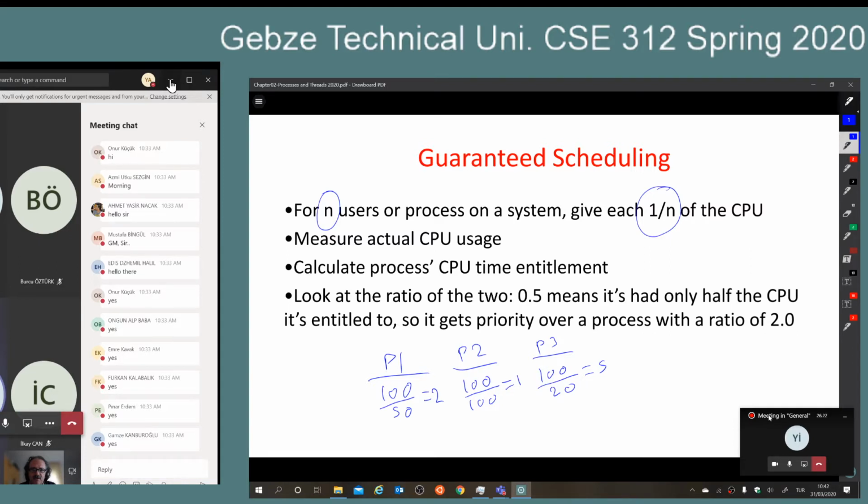Of course the scheduler has to make these decisions, and the scheduler has to make these kinds of calculations when you do the switching. Okay, any questions so far?